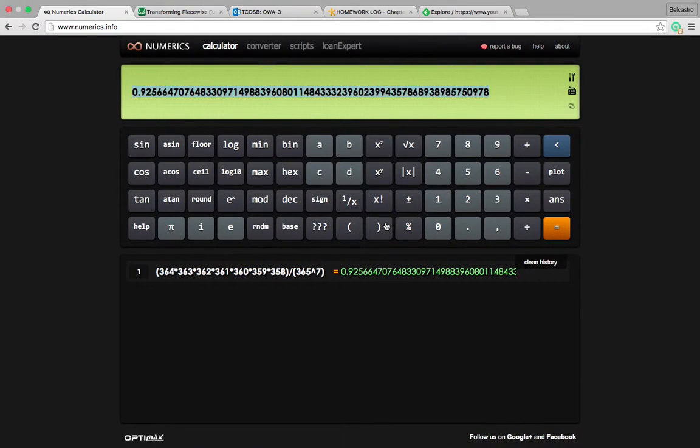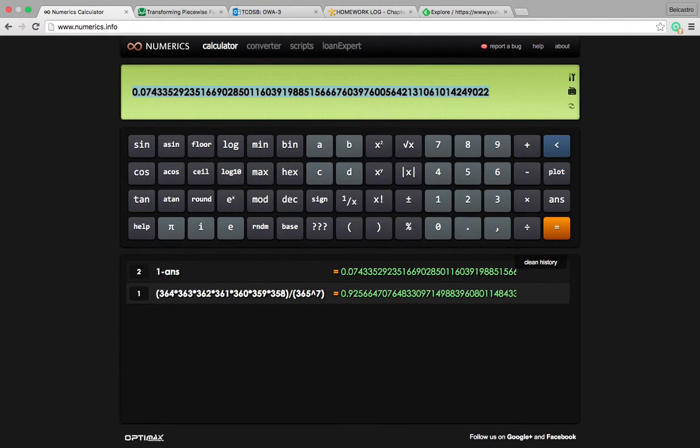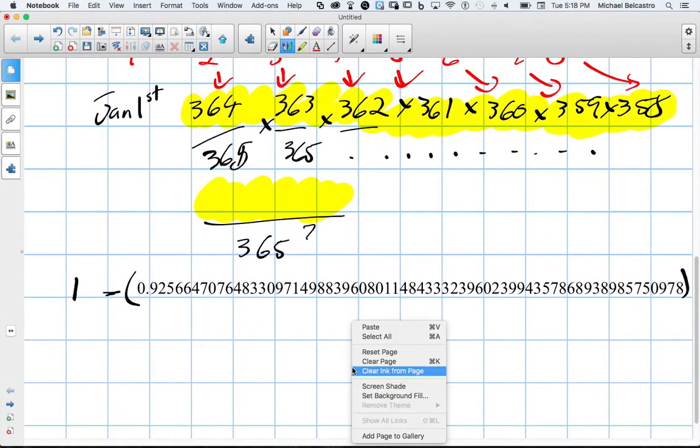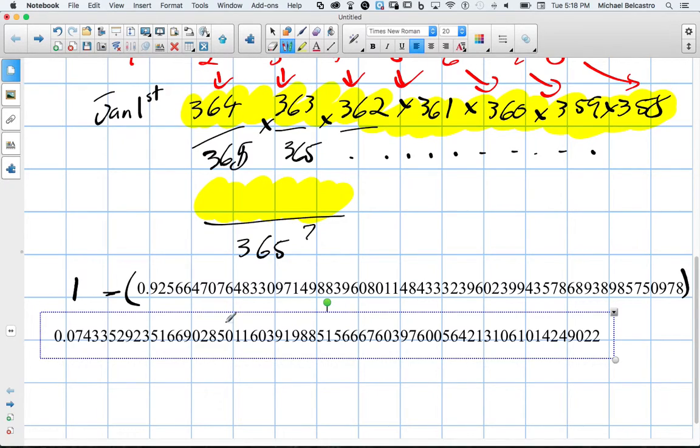So when we take 1, I think I can do it over here. Can I save my old answer? I can. So 1 subtract my old answer should give me, here it is again. Oh, I like that I can copy and paste now. Boom. Here it is.